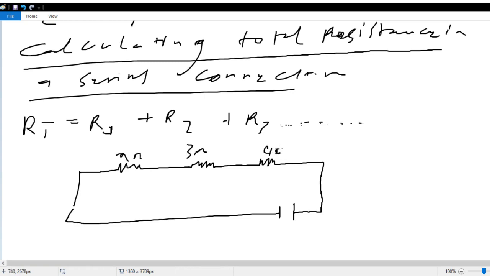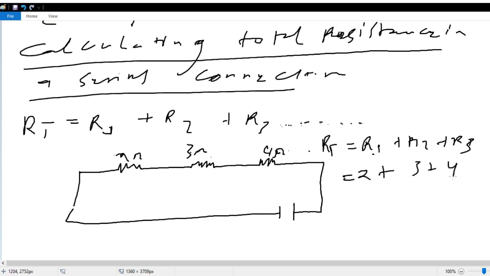So if we have this type of circuit and we have 3 resistors, we have 2 ohms here, we have 3 ohms, and we have 4 ohms, and you have been told to calculate the total resistance for the circuit. So we're going to say total resistance is equal to resistance 1 plus resistance 2 plus resistance 3. So there we're going to have 2 plus 3 plus 4, and I'm going to answer that 9 ohms. So that's the formula that we use.